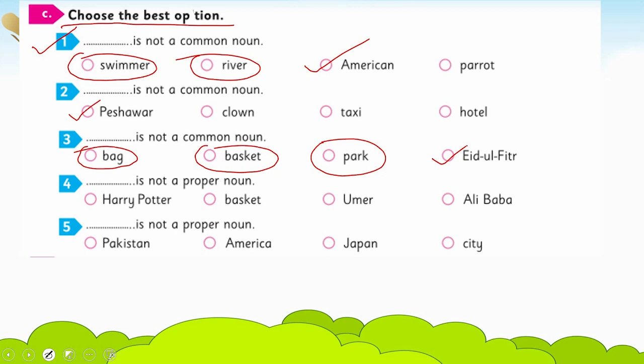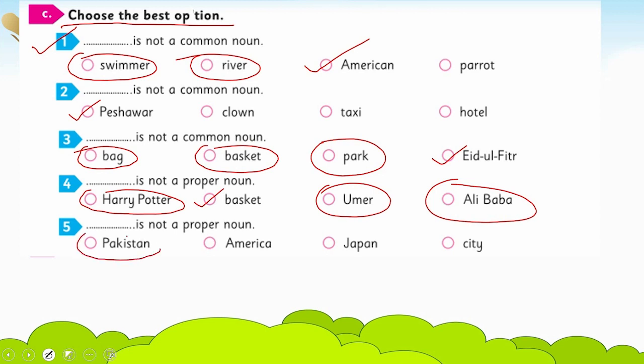The fourth one option, dash is not a proper noun. Harry Potter is a proper noun. Basket, yes, this is not a proper noun because Umar and Ali Baba both are proper nouns. The fifth one is dash is not a proper noun. Pakistan, no, Pakistan is a proper noun. America is a proper noun. Japan is a proper noun. And city is not a proper noun. So this is your right answer.